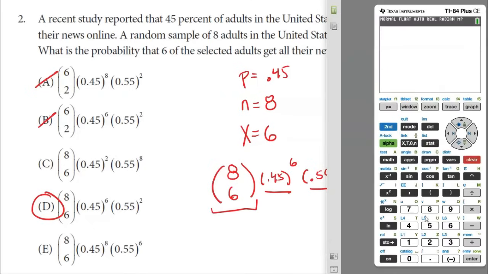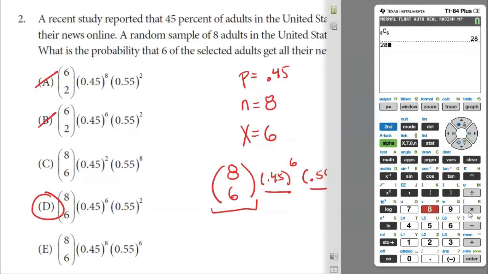Well, let me show you real quick. First, you got to type in the number 8 first. Then you hit math, slide over to PRB, and you're going to go down to option number 3 for combinations. Oh, I went a little too far there. And then after it pops up, notice how to put the 8 in there. Now I'm going to type in the 6, and it tells me that there are 28 different combinations of how you can have 6 out of 8 successes.